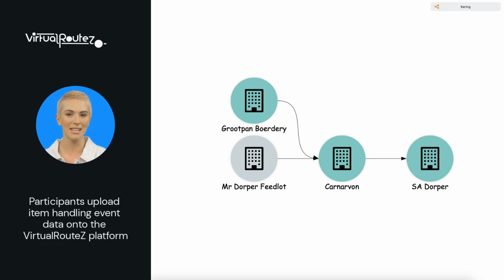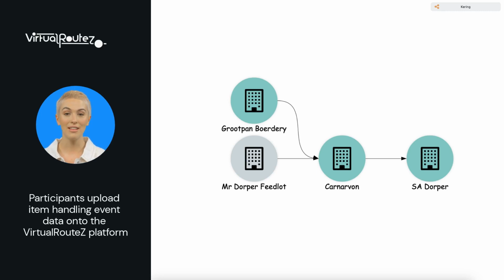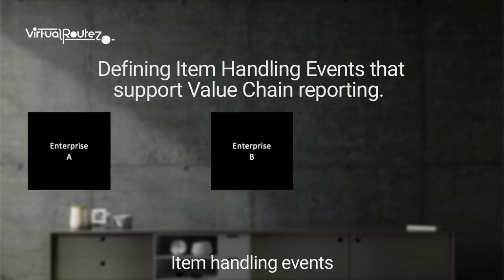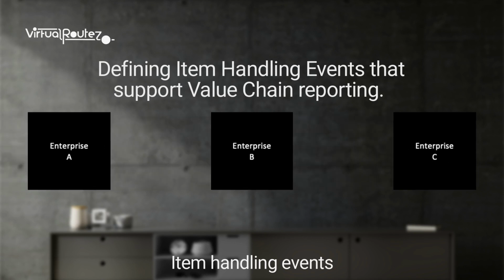Once the relevant item data from each participant in the value chain is uploaded to the Virtual Routes platform, the product journey can clearly be followed, provided that the identity trail is accurately recorded at every item handling event. The Virtual Routes team will be available to support each participant with digitizing their processes and automate item-level identification at these handling events.